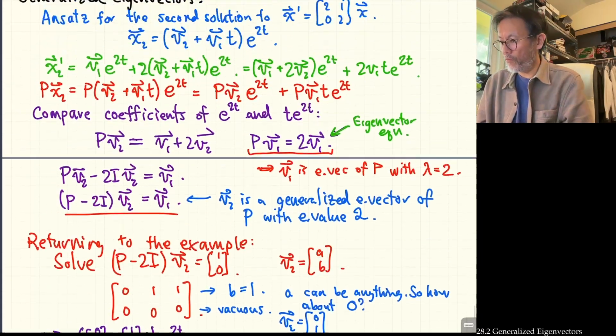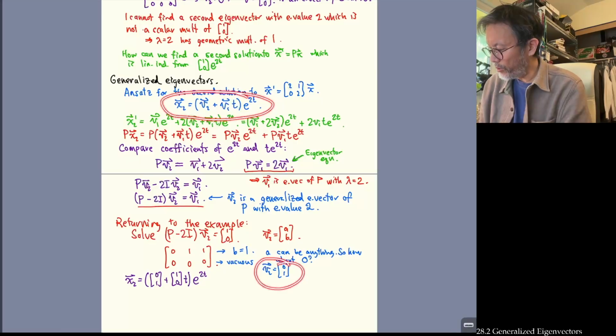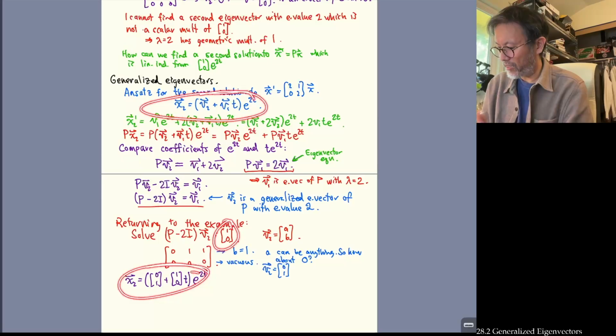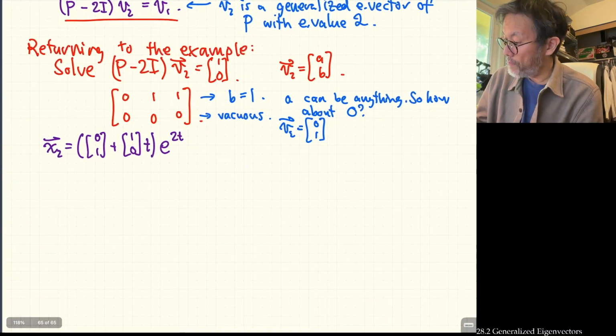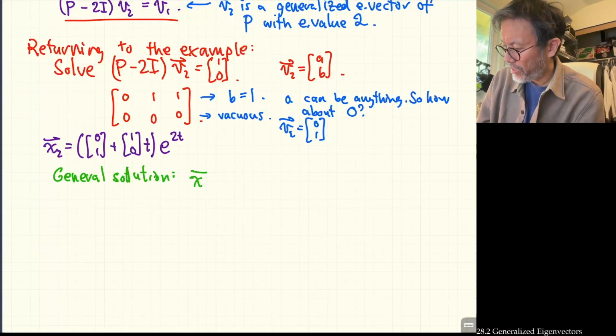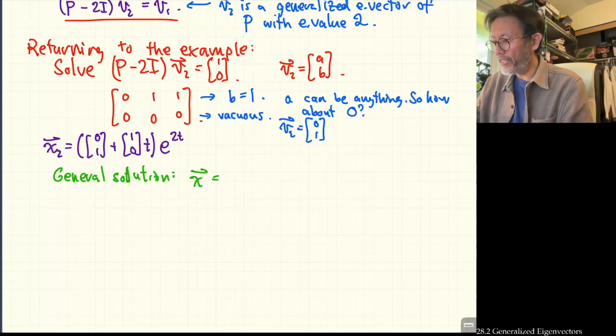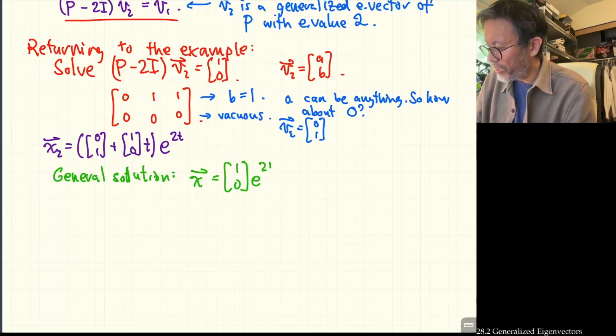Okay? This is just me looking at the ansatz. You see the ansatz right here? Using this V2 and this V1 in this ansatz to get this solution. Make sure you understand that. And then I'm in a position now to write down the general solution. The general solution is x equals v1 e to the lambda t, so that's 0, 1. No, I'm sorry, that's v2. 1, 0 times e to the 2t.